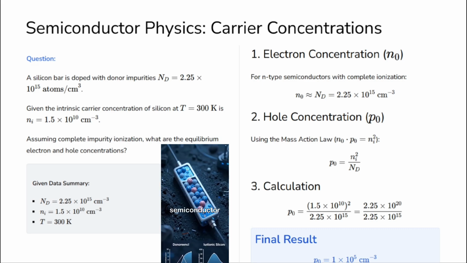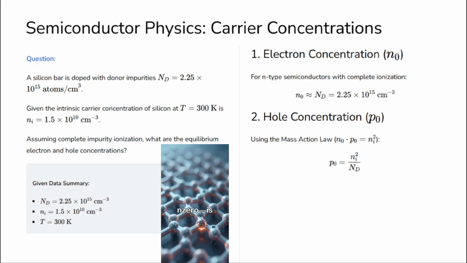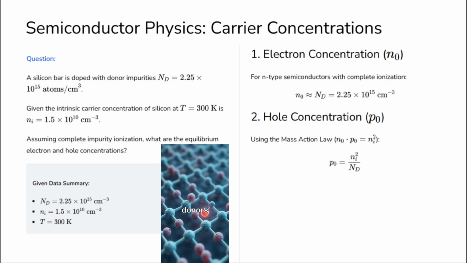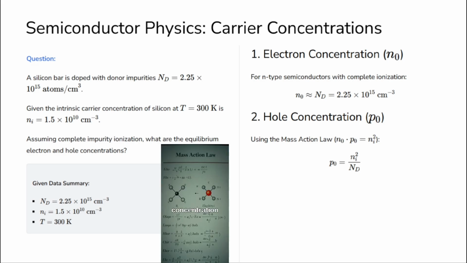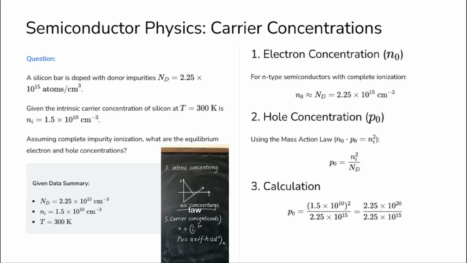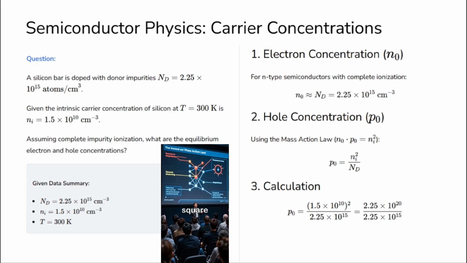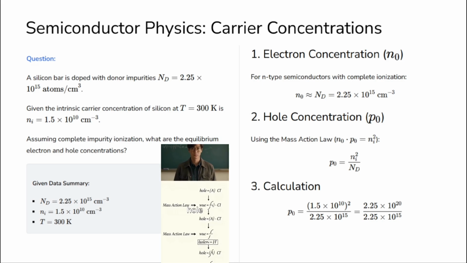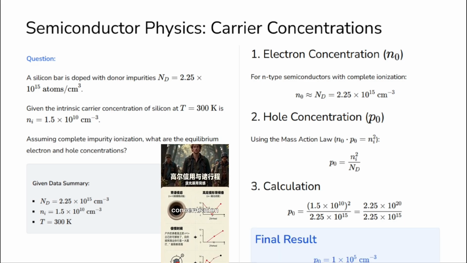For an N-type semiconductor, the concentration of free electrons, which we call N0, is approximately equal to the donor concentration we added. This is because the donors provide far more electrons than the pure silicon naturally would. To find the concentration of holes, which we call P0, we use the mass action law. This law states that the product of electrons and holes must always equal the square of the intrinsic concentration. By rearranging this, we find that the hole concentration is equal to Ni squared divided by the donor concentration.